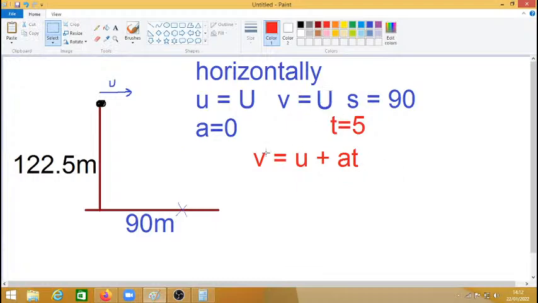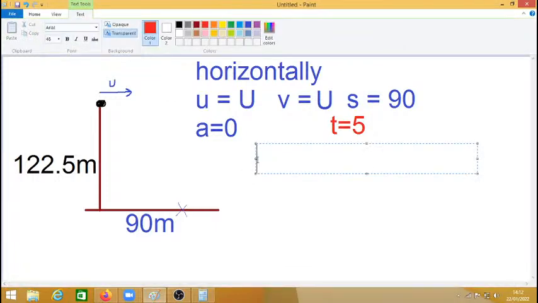So actually I could use u for both. Acceleration I know is 0, t is 5, but that's just going to end up with u is equal to u. That's not going to tell me anything. Let's try a different formula. So let's go with s equals ut plus half at squared.